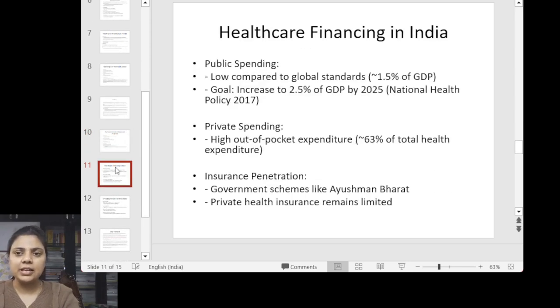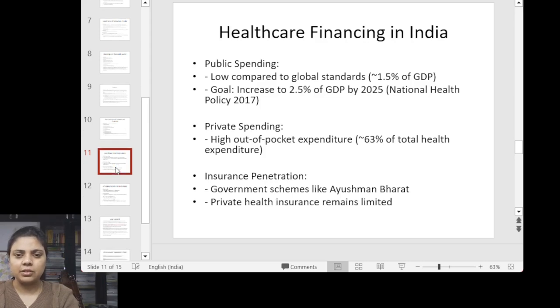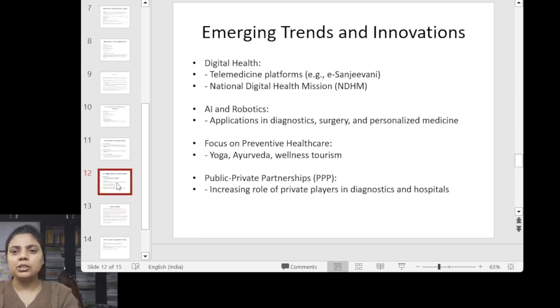Next we are looking at the health sector, healthcare financing in India. The condition of public spending is very low, which I have already included. In the private sector, we can see high out-of-pocket expenditure, and insurance schemes, which we have covered already. And there is one more thing: emerging trends and innovation. What do we need to cover in the 21st century, what can we use in order to provide better health infrastructure or better healthcare facilities to our people?